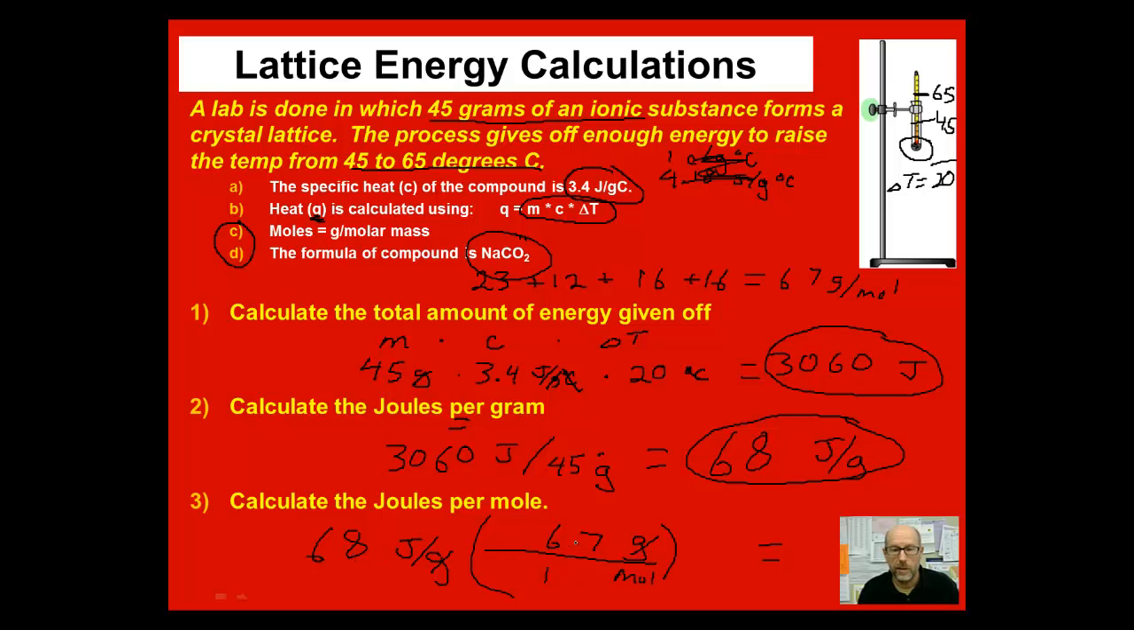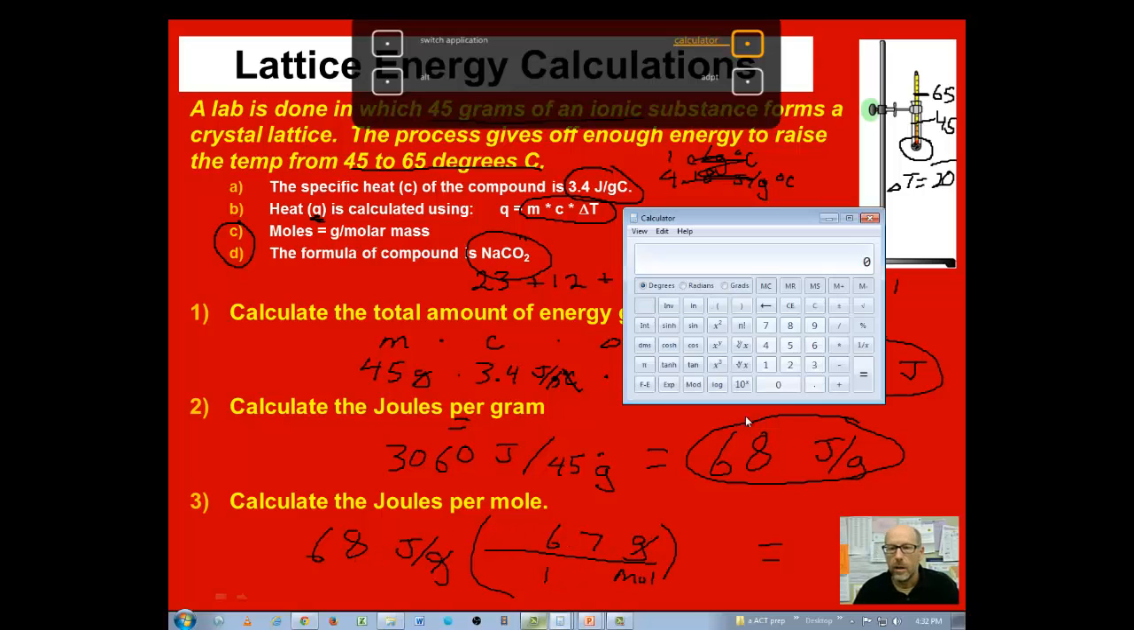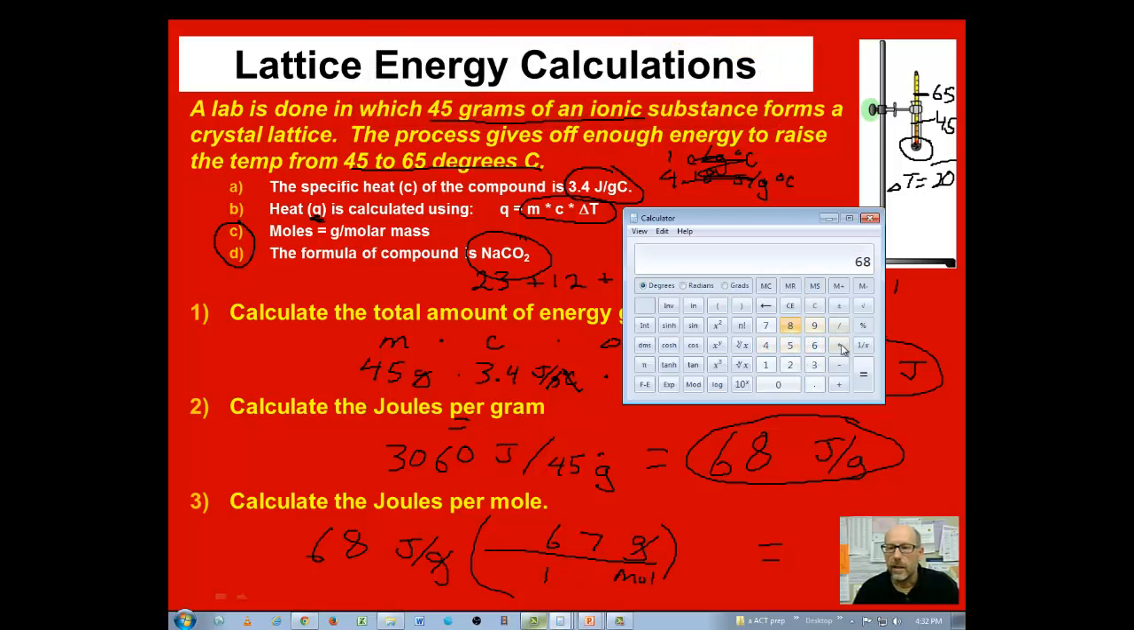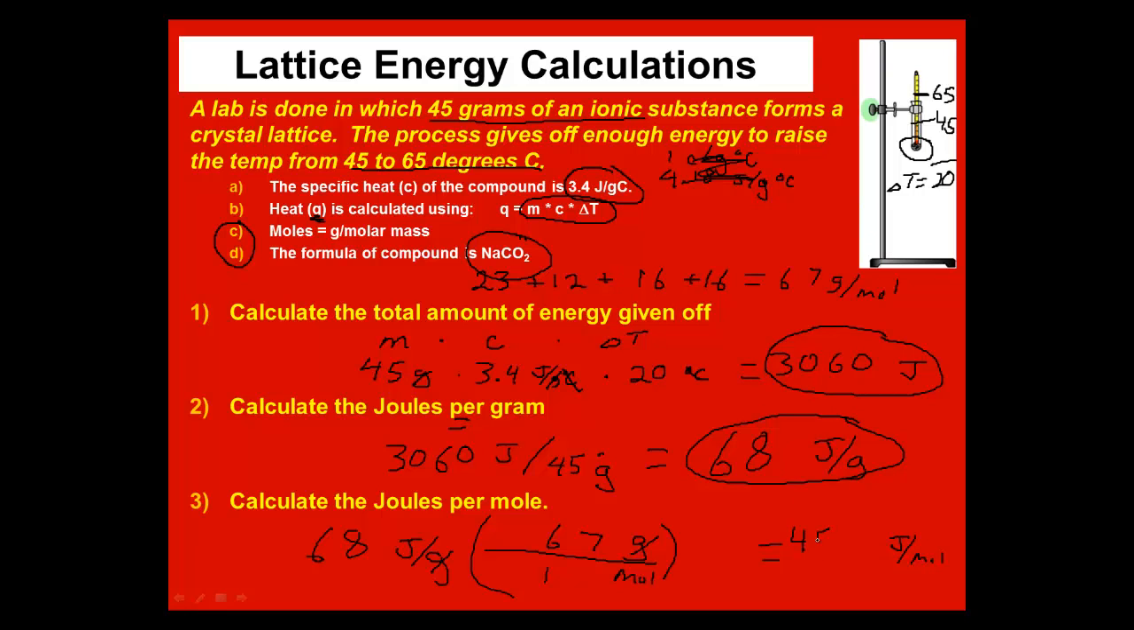We'll take 68 times 67 divided by 1, which equals 4556 joules per mole. Now, I should probably round this off properly, but we haven't really learned how to do that just yet. So that's our final answer. If you had a mole of this substance and you put it in a test tube, a pile of this stuff, you should get 4,556 or so joules of energy from this compound.